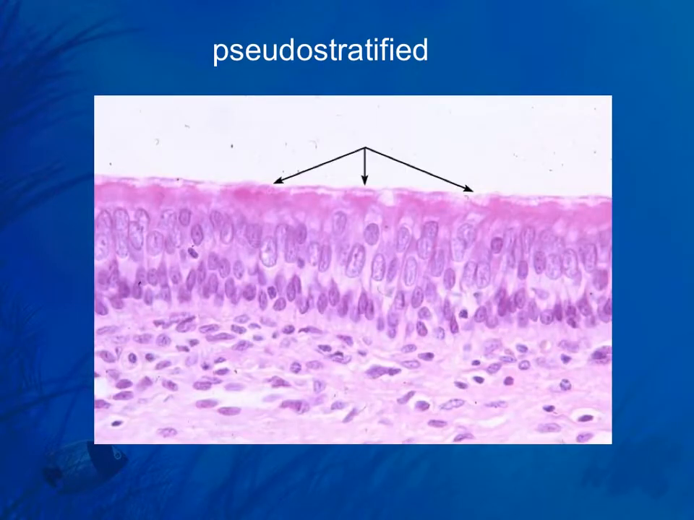Pseudostratified is exactly what you might expect. It looks like it's stratified. There's lots of different layers of nuclei, but if you could follow the cells, there would be some short cells, there would be some long cells, and they all come down and attach to the same point. So there's really just one layer of cells, but the different heights and arrangements make it look like there's several.